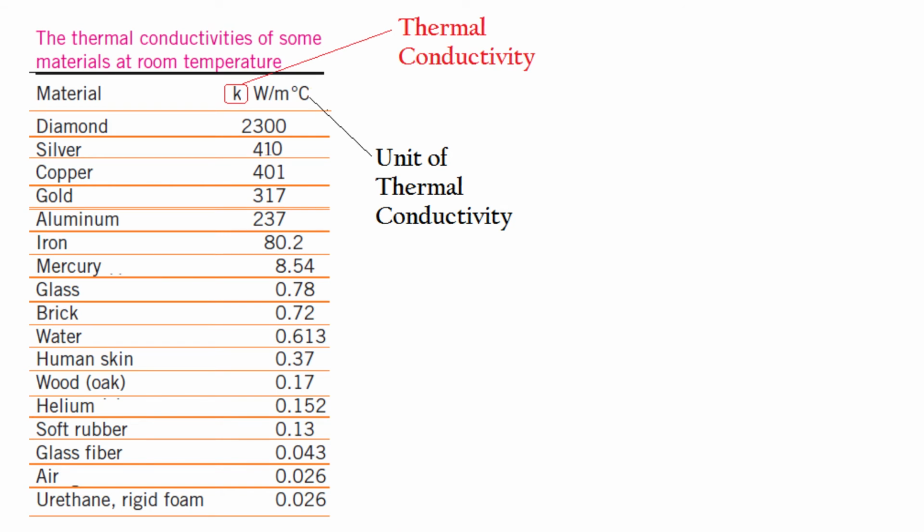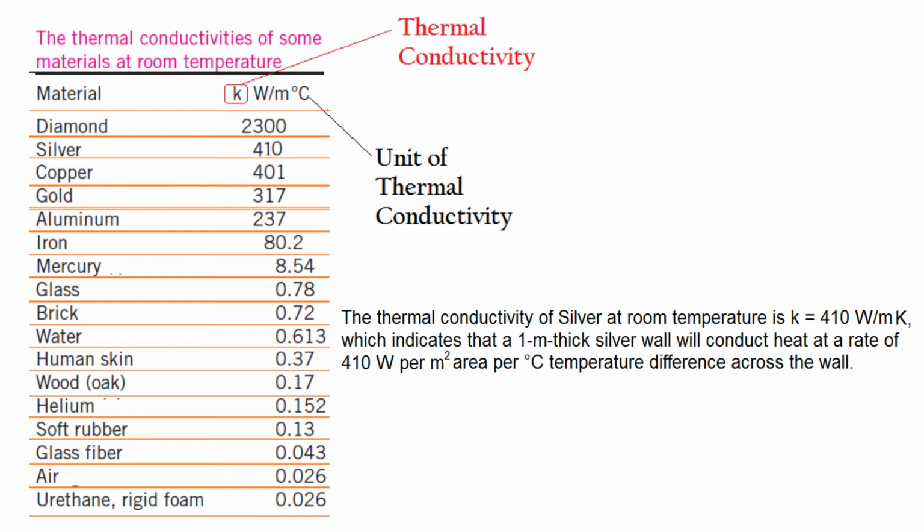In this table, the thermal conductivity of some common materials is given. Here you can see the thermal conductivity of silver, copper, aluminum. The thermal conductivity of silver at room temperature is K equal to 410 watt per meter Kelvin, which indicates that a 1 meter thick silver wall will conduct heat at a rate of 410 watt per meter square area per degree Celsius temperature difference across the wall. The unit of thermal conductivity is watt per meter Kelvin or watt per meter degree Celsius.